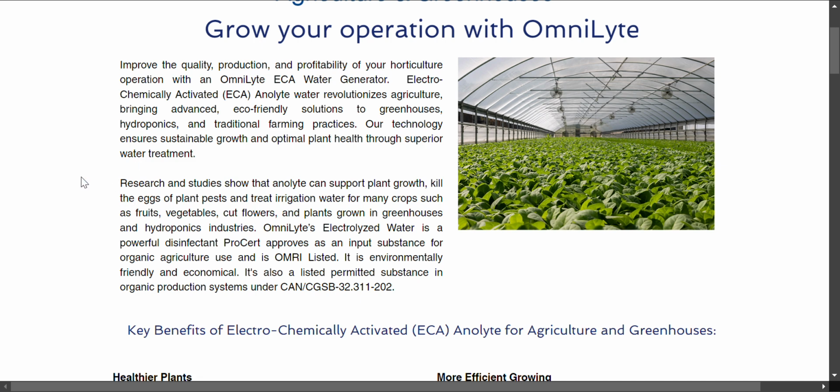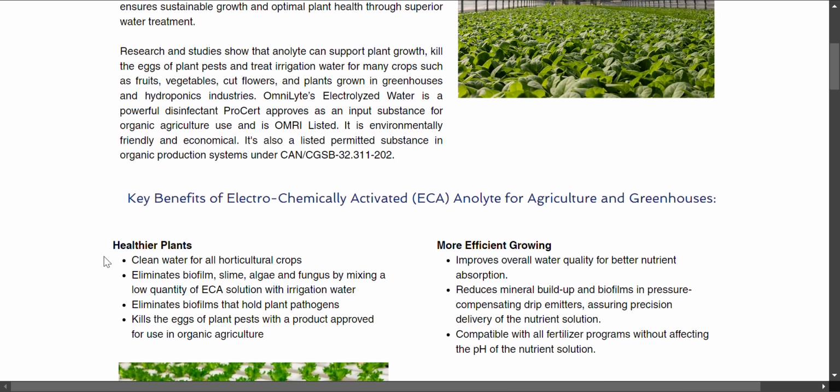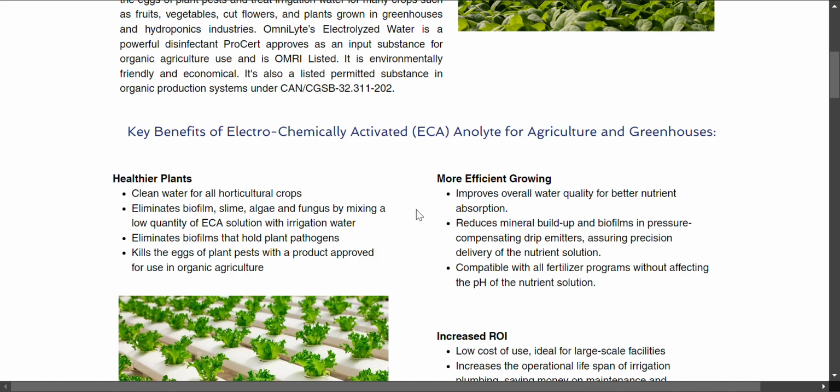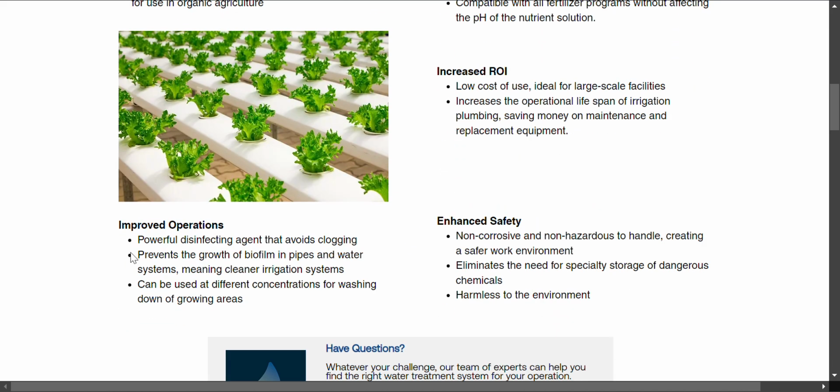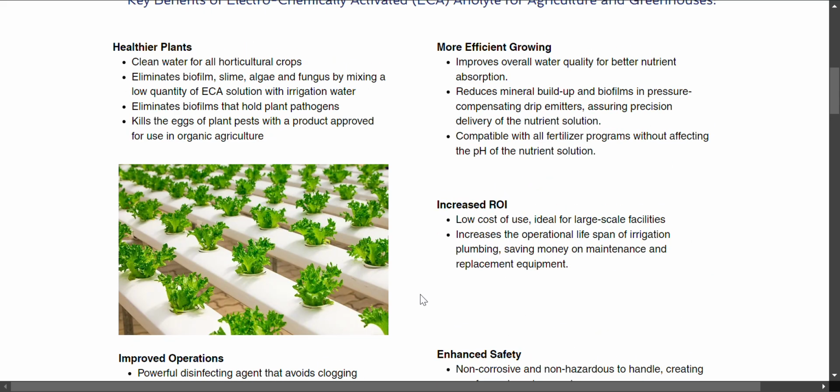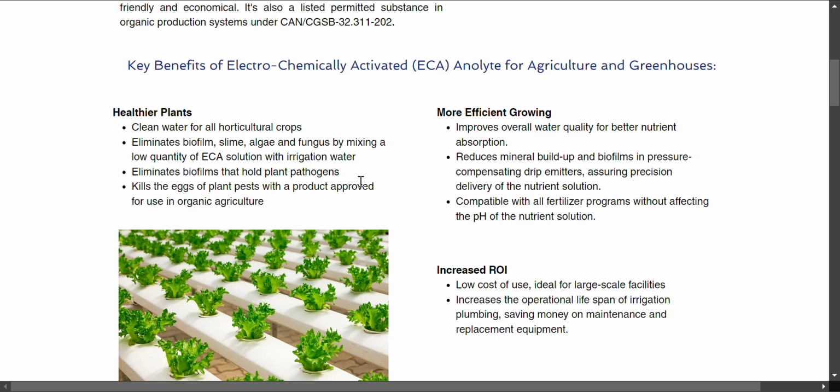And you'll see here, too, that research and studies show that analyte can support plant growth, kill the eggs of plant pests, and treat irrigation water for most crops, such as fruits, vegetables, cut flowers, and plants grown in greenhouses and hydroponic industries. This is huge. You'll have healthier plants, more effective growing, increased return on investment, enhanced safety, and improved operations. Biofilm is an enormous issue that you run into in greenhouses and your hydroponic solutions and hydroponic growths. This will eliminate your biofilm, sludge, algae, and fungus.